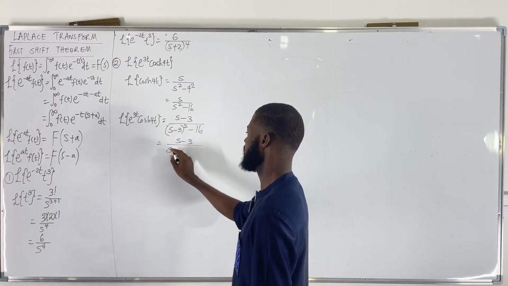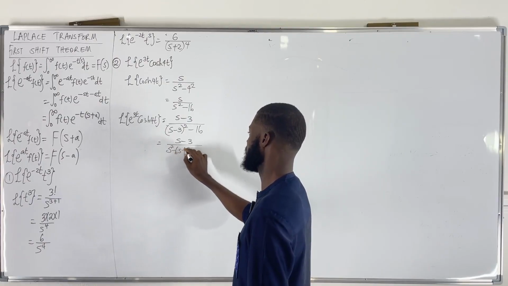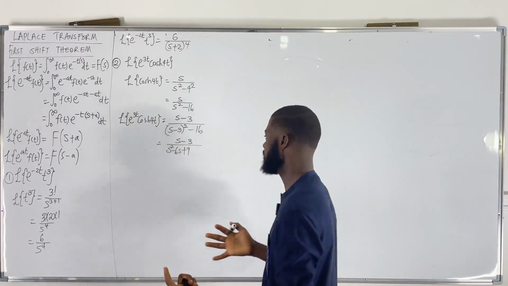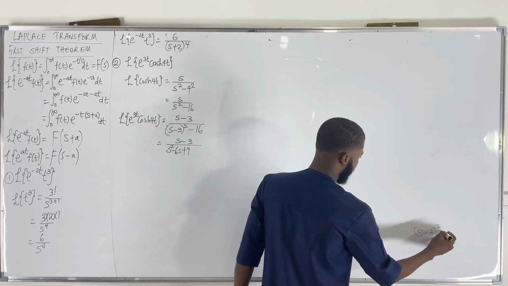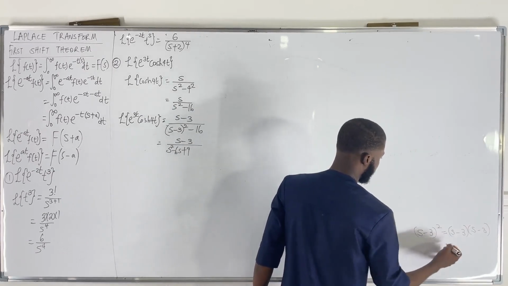And this will become s squared minus 6s plus 9. Yep, I opened this a little bit fast. Let me just work it here. s minus 3 squared is s minus 3 into s minus 3.